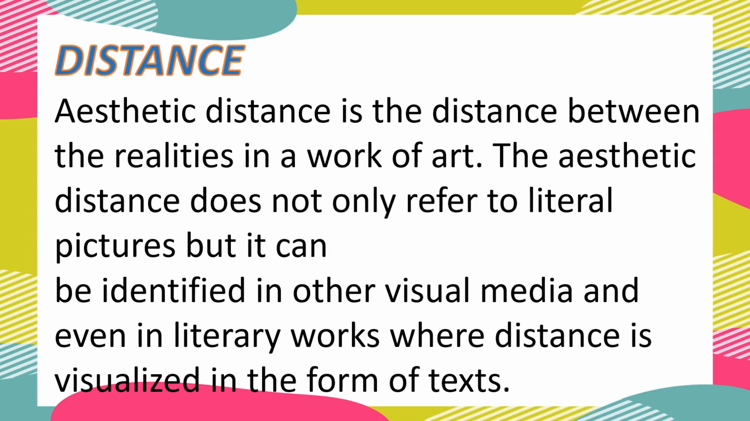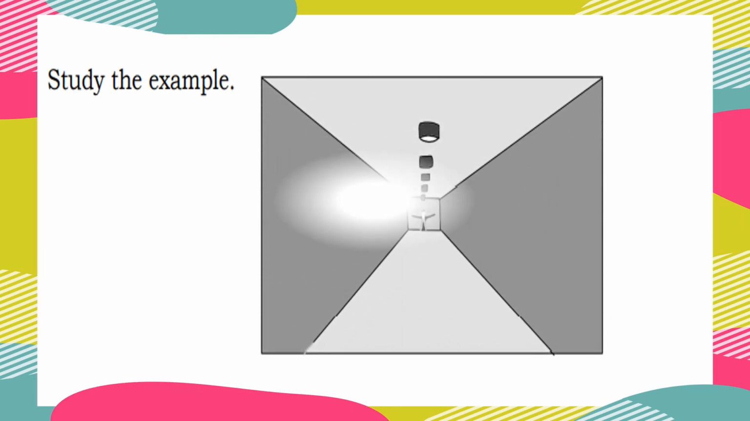And the last one, distance. Aesthetic distance is the distance between the realities in a work of art. The aesthetic distance does not only refer to literal pictures, but it can be identified into other visual media and even in literary works where distance is visualized in the form of text. And here are the examples of distance.